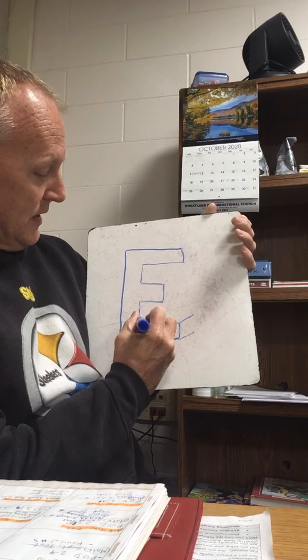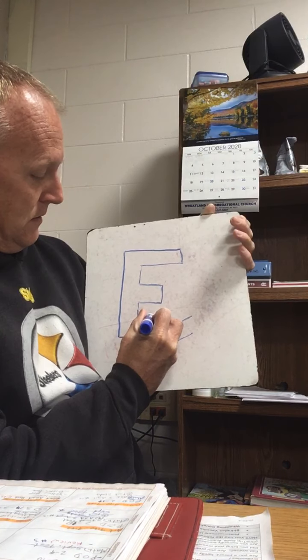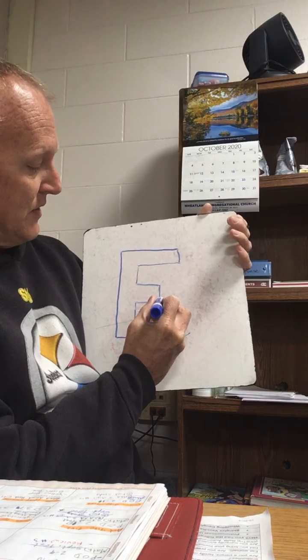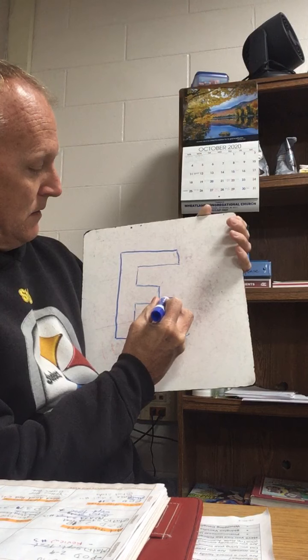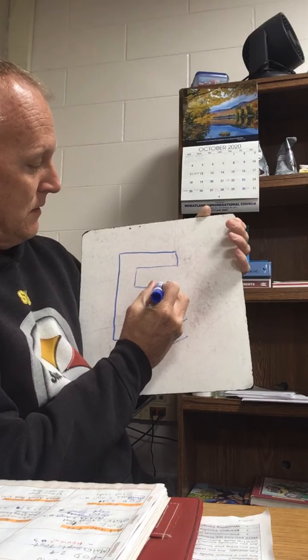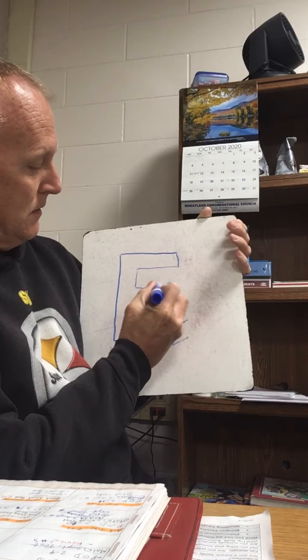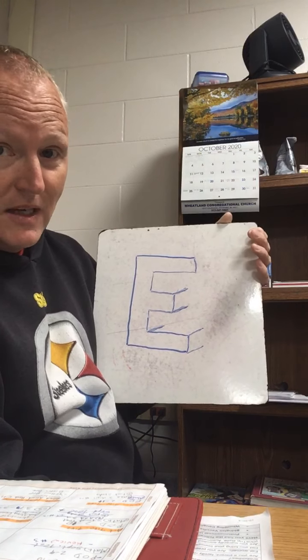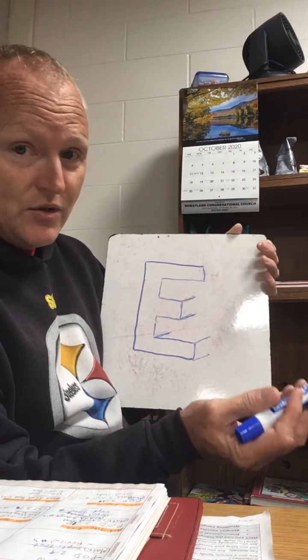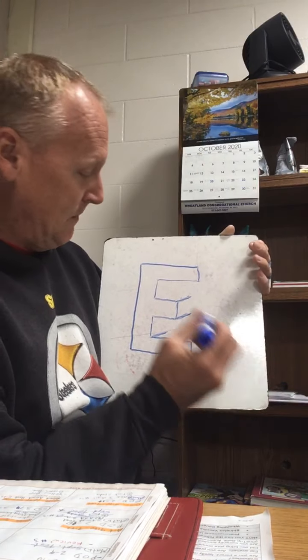Okay, one from this vertex. We'll have one from this vertex. Another one from this vertex. Now notice my segments aren't perfect, but just do the best you can. You could use a straight edge, but that would take a lot of time.